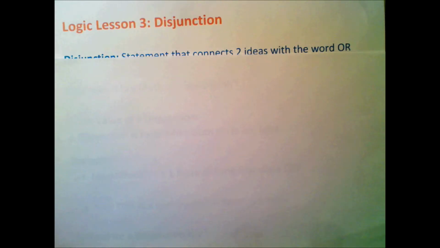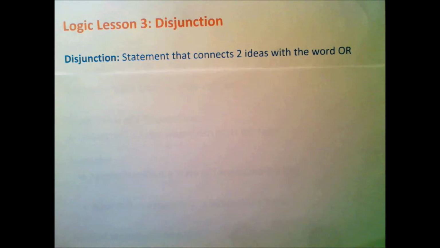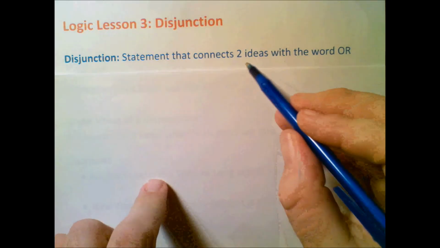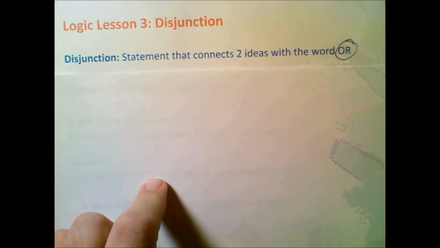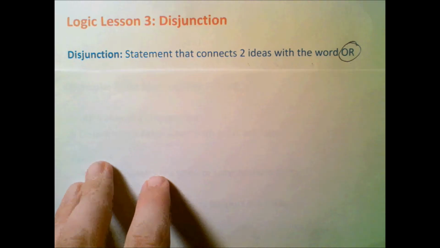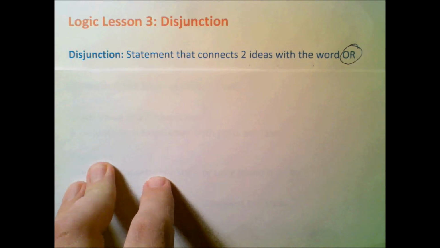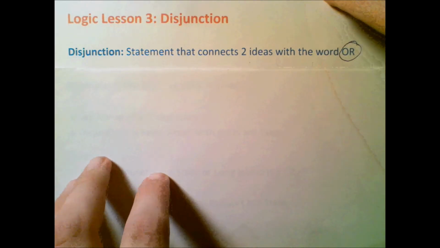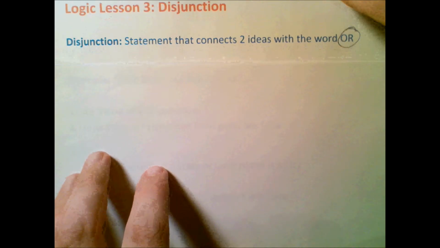Hello and welcome back. Today we're going to be talking about disjunction. And disjunction is another type of connective. Yesterday you saw conjunction. So this time it's a disjunction. Let's first start off by defining exactly what disjunction is. A disjunction is a statement that connects the two ideas with the word or. Yesterday we talked about a conjunction which connected the two ideas with the word and. So right now we're going to talk about the one with the or.